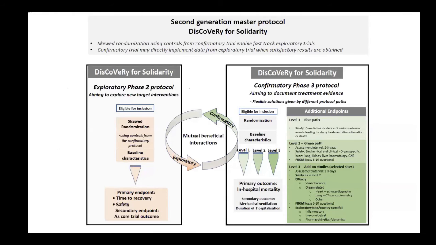And from Norway, we have been working with a future adaptive master protocol, where we try to be able to test new drugs in phase 2. Here we will have skewed randomization, so we can put almost all the patients on new drugs, and then we have historical controls in the phase 3 arm. And then in the phase 3 arms, we can really see if these drugs are working on hard clinical endpoints.